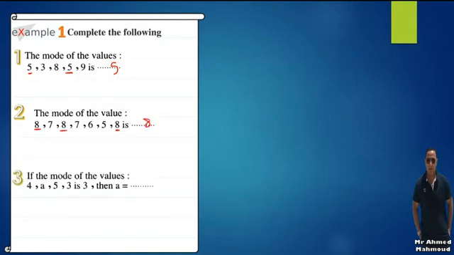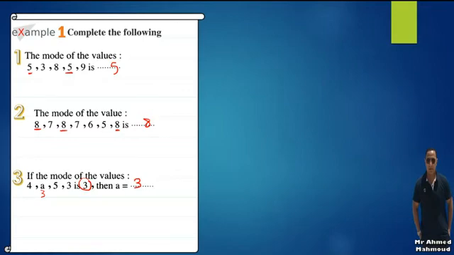The next one, if the mode of the values 4a, 5, 3 is 3, then the most common number is 3. Then 3 must be repeated 2 times. Then a here equals 3.